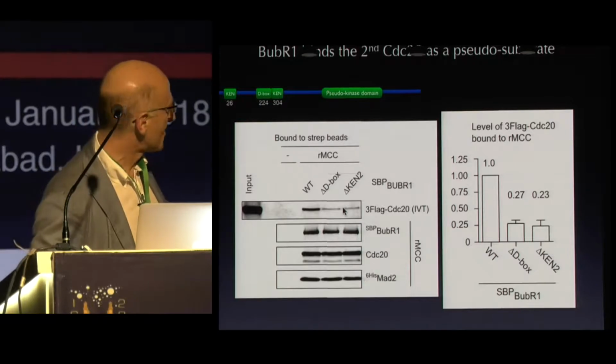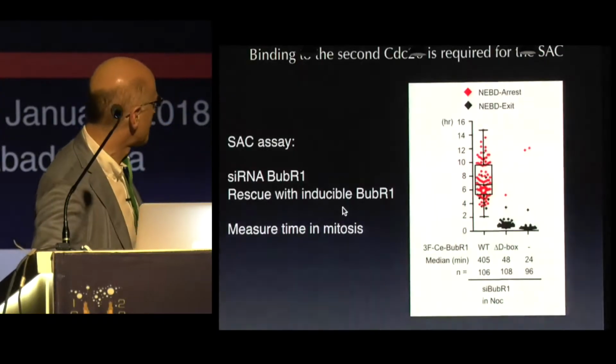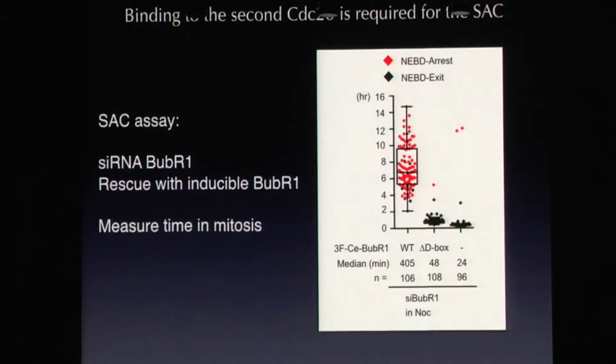Furthermore, that was essential for the checkpoint, because if we do an experiment in which we take the cell, deplete it of BubR1, and then put back either wild-type BubR1 or one of these mutants, you can see when you deplete BubR1, the checkpoint is ablated. Cells can't stop in mitosis in the presence of a microtubule poison. You put back wild-type BubR1, they stop for hours. But if you mutate this D box, you hardly manage to reimpose the checkpoint at all.